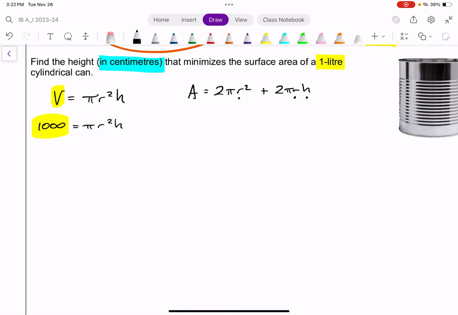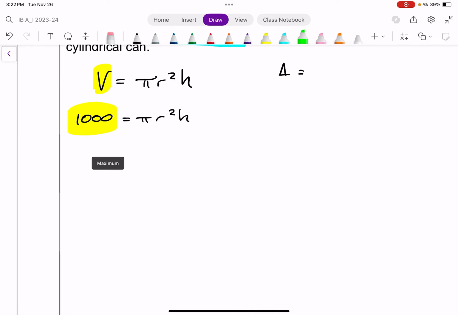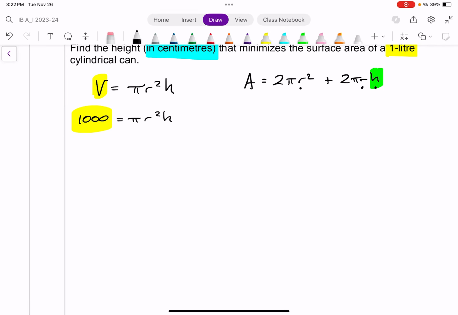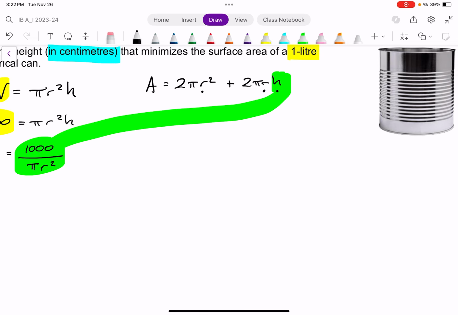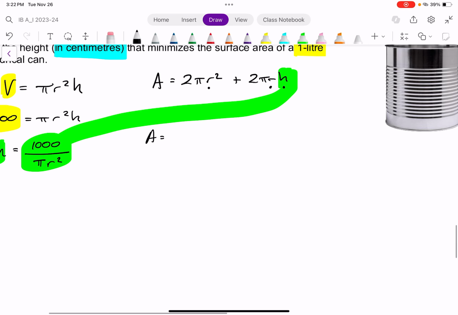And regardless of what the question is asking, it's going to be a lot less work for me just to substitute the h in terms of r. And so I'm going to go back to my volume equation here and solve for h, which I can do quite nicely. I get h equals 1,000 divided by pi r squared. And so I'm now going to take that and substitute it right there. And I get an area function that has just one variable for the input. I have 2 pi r squared plus 2 pi r times 1,000 over pi r squared.